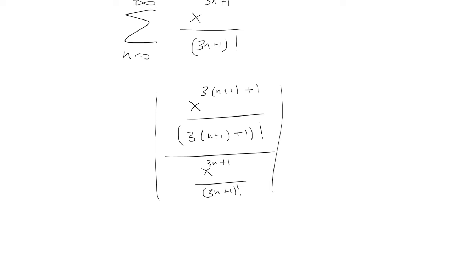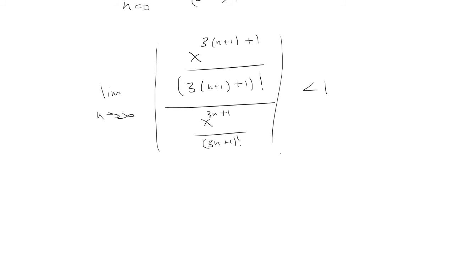So we're going to look at this limit as n approaches infinity. We want this thing to be less than 1. So we're going to distribute out this 3. We'll have 3n plus 3. We'll add the 3 with a 1 to get 4. And then same thing here. It's 3n plus 4 factorial. And that's just going to be over x to the 3n plus 1 all over 3n plus 1 factorial.